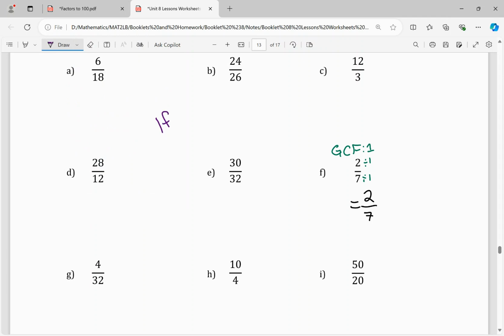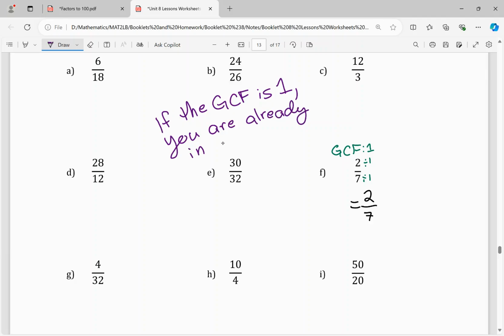Okay, I'm just going to write that down. If the GCF is 1, you are already in simplest form. So if you ever see that, the GCF being 1, you can just stop right where you are. You don't need to go any further in the question.